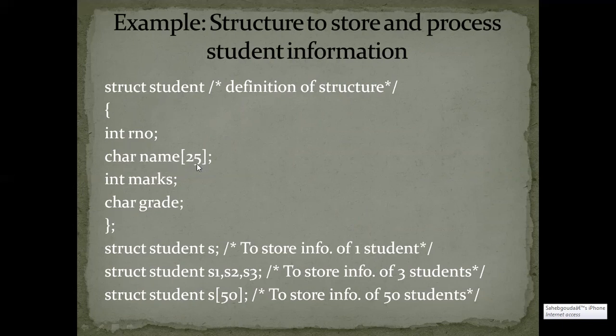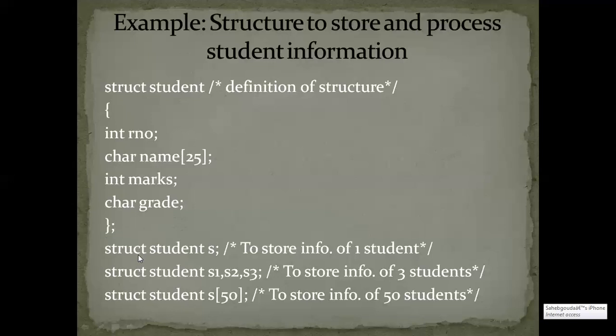Then the name of the student, it is of type character. Then the marks the student obtained in the examination, that is of type integer. Then which grade he or she has got, that is of type character. Okay, so close the flower bracket and end with semicolon.